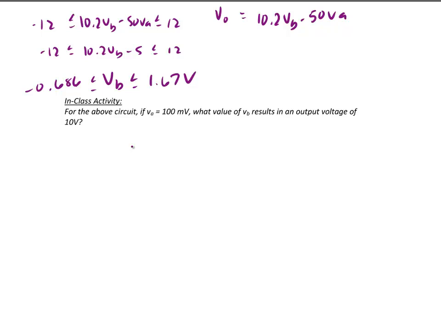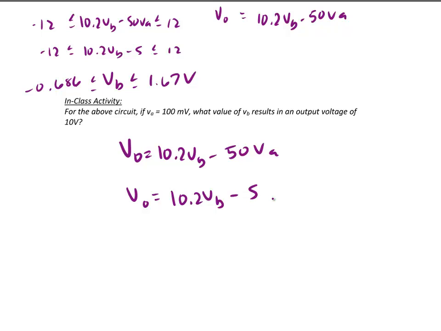Okay, let's do one final example using the same circuit from above. If VA is equal to 100 millivolts, what value of VB results in an output voltage of 10 volts? So we'll use the same equation. VO is equal to 10.2 VB minus 50 VA, but we will substitute in 100 millivolts for VA. So we'll have VO equals 10.2 VB minus 5, and we want this to be 10.